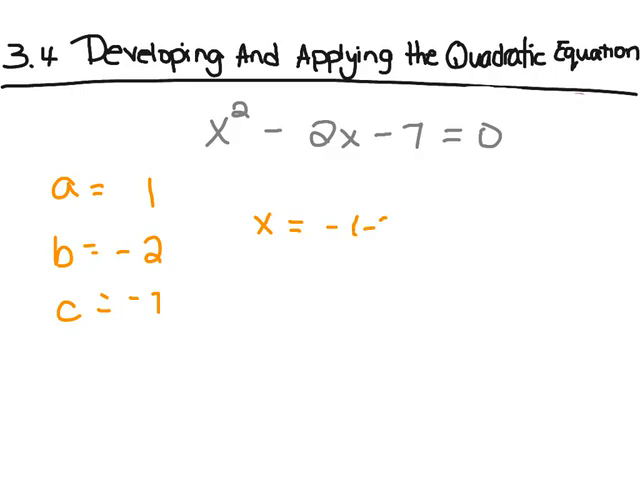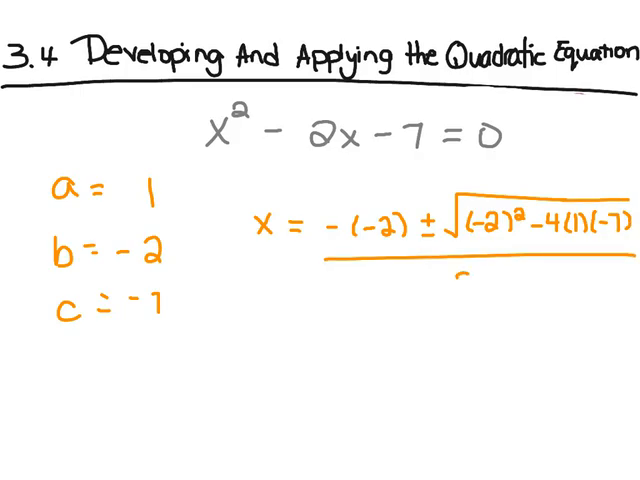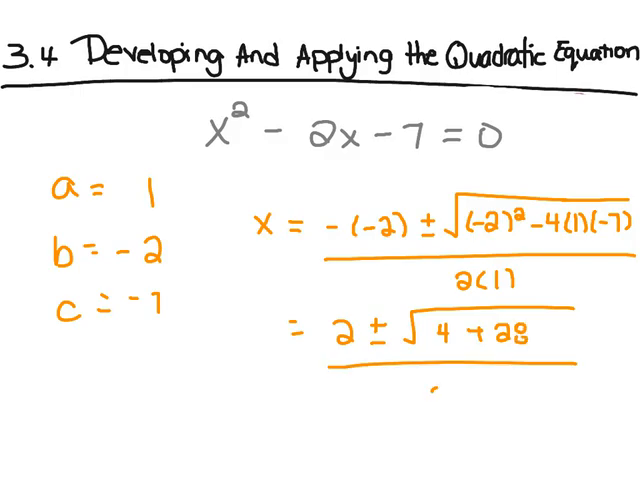So negative negative 2 plus or minus the square root of negative 2 squared minus 4 times 1 times negative 7, divided by 2 times 1. So this turns into 2 plus or minus the square root of 4 minus 4 times negative 7, which is positive 28, divided by 2. So it's equal to 2 plus or minus the root of 32 over 2.